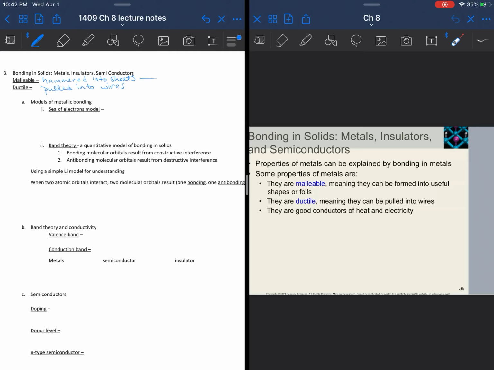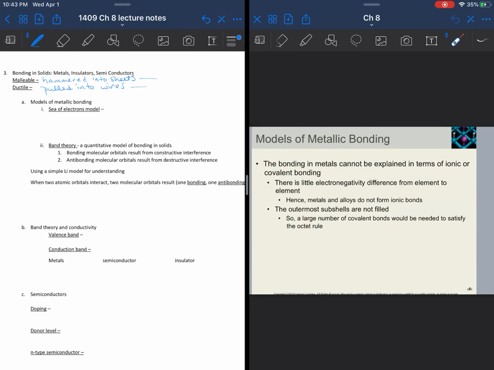Metals have very specific properties: they are malleable, they can be hammered into sheets, they're ductile, they can be pulled into wires, and they're good conductors of both heat and electricity. How can we explain this on the microscopic level? We want to take a look at how metallic bonding is different.